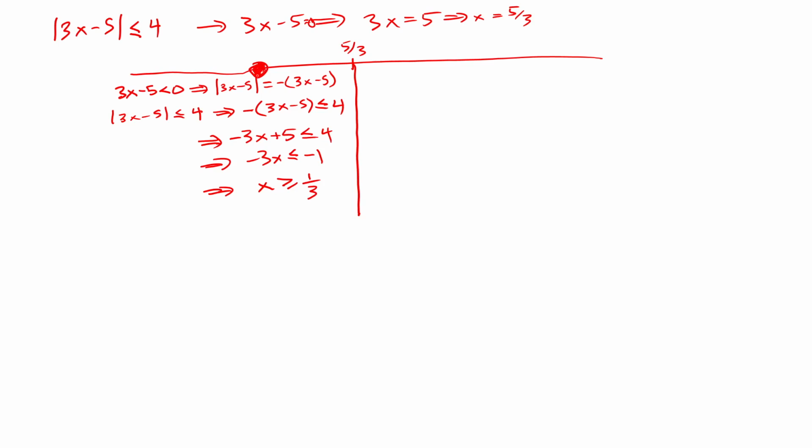So on my number line, which I'm using to organize my solution, I'm going to color in everything greater than or equal to 1/3, but I have to stop at 5/3. Casually speaking, there's a wall at 5/3, but mathematically speaking, what's happening is there's a restriction that x must be less than 5/3 for this part of the solution. On the other side of 5/3, 3x minus 5 is greater than 0. Well, that implies that the absolute value of 3x minus 5 is equal to 3x minus 5.